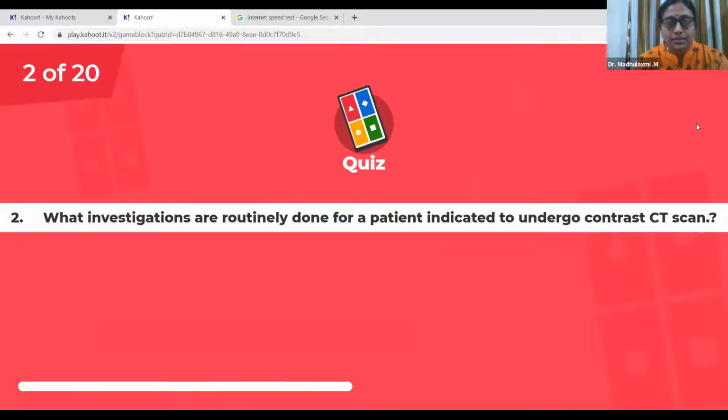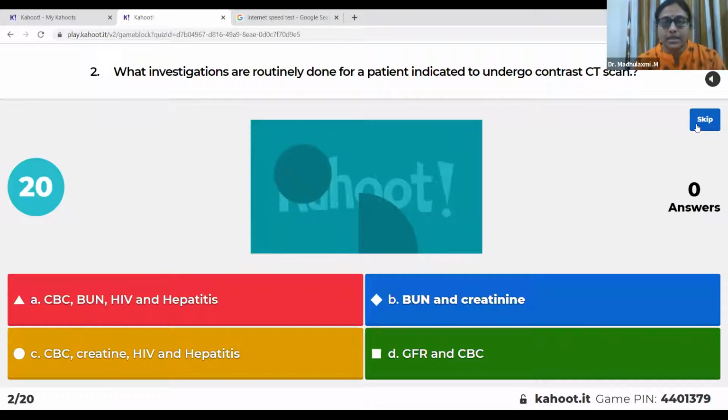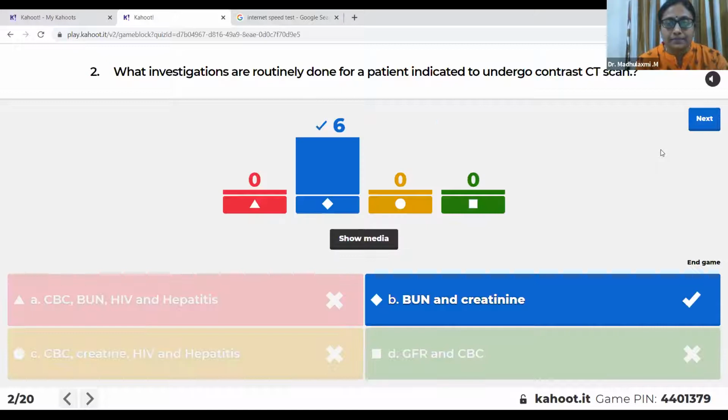What investigations are routinely done for a patient indicated to undergo a contrast CT? Is it CBC, BUN, HIV, and hepatitis? Is it BUN and creatinine, CBC, creatinine, HIV, hepatitis, GFR, and CBC? BUN is your blood urea nitrogen, CBC is your complete blood count, GFR is glomerular filtration rate. So which is the blood investigation which is routinely done for a patient who is undergoing contrast CT?